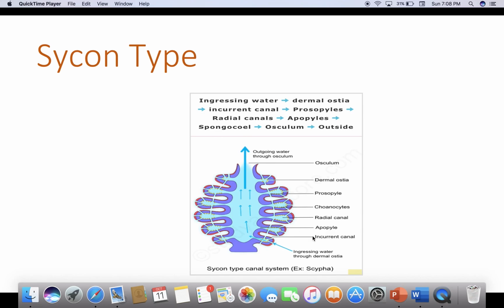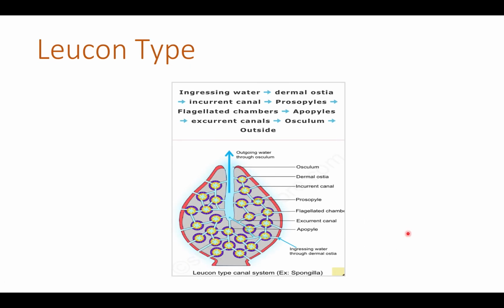Then the third is the Leucon type. Because of more folding of the body wall, the Sycon type gives rise to a more complex canal system, the Leucon type. This is found in leuconoid sponges, like Spongilla. So I'm going to explain the Leucon type of canal system in Spongilla. First, radial symmetry is lost and the canal system has become more complex.